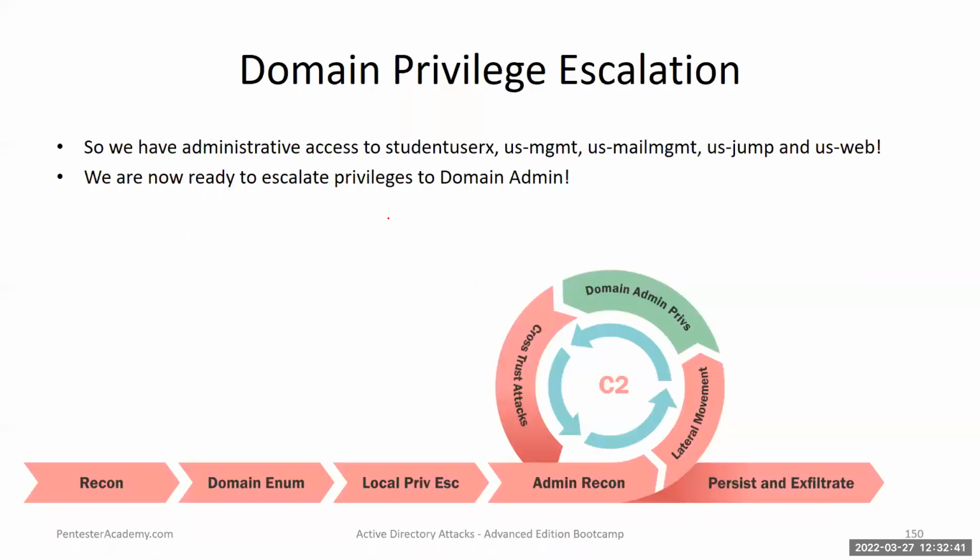Now we can start talking about domain privilege escalation. We have discussed enough movement and privilege escalation to other machines in the network, in the domain. Now we can start looking for administrative access to the domain controller, that is domain admin privileges now.